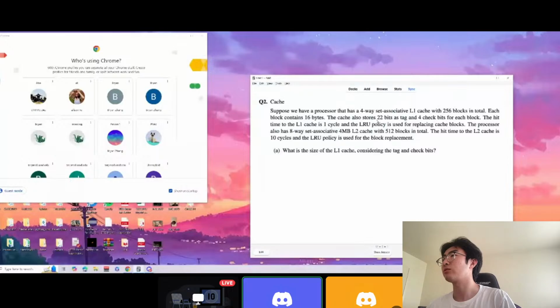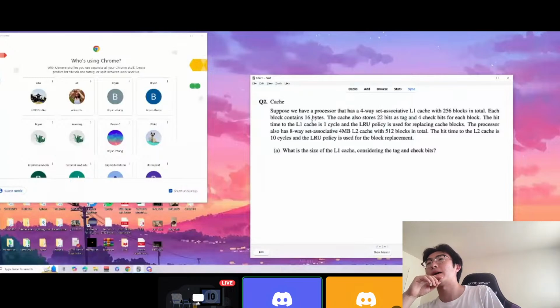The cache also stores 22 bits as a tag and 4 check bits for each block. So if you combine these two, that's 26 bits. And for each block, we have 256 blocks. So we're going to multiply 256 by 26 as well. And then I think we do have to separate the 16 bytes into bits. So we could also multiply this by 8 to get the number of bits in 16 bytes. I think just off the top of my head, 8 times 16, that's 128 bits.